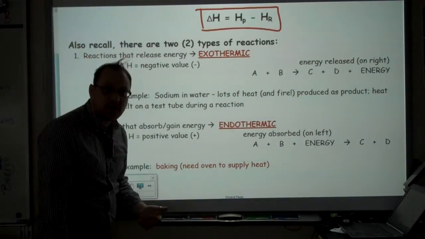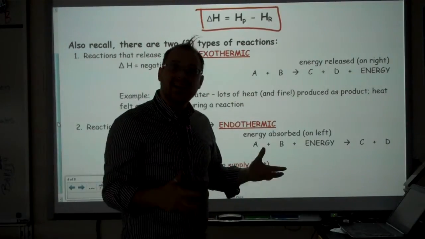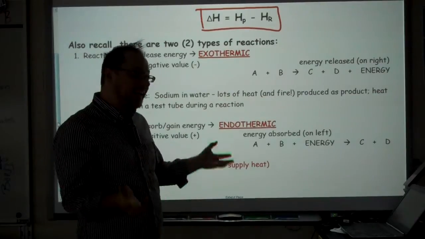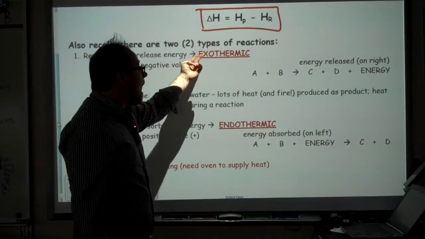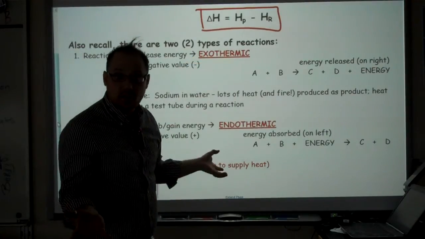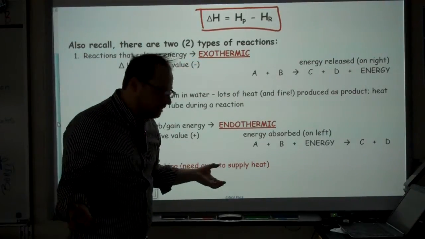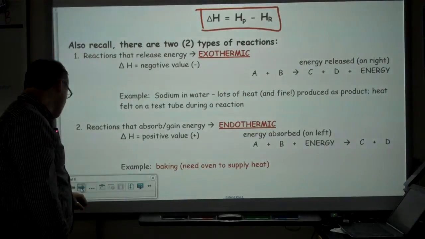So baking, cooking, anything where you heat something up is technically an endothermic reaction. You got to heat it up to make it happen. It's technically considered an endothermic. If it happens spontaneously and releases a bunch of heat, that's exothermic. Okay, so that's the difference between endo and exo.